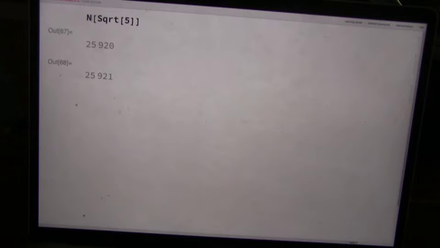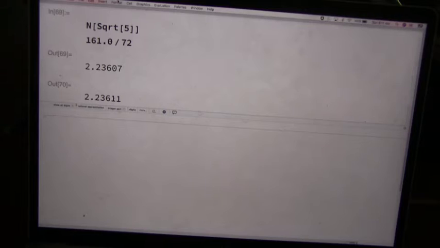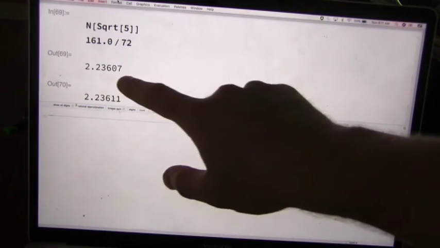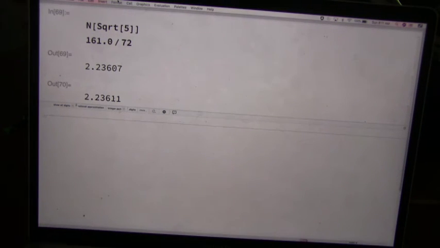And then we do, what was it, 161? So I'll just make it a decimal, 161.0 divided by 72. We expect those two ought to be pretty close. It's good to basically 3 places. Square root of 5, 2.23607, 2.23611. So we're getting, you're exactly right, what he called near misses.